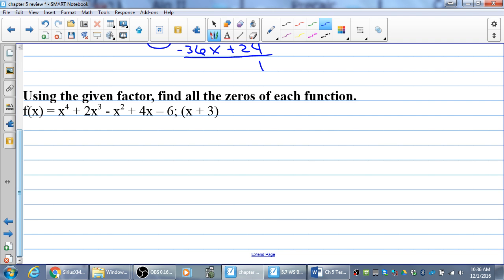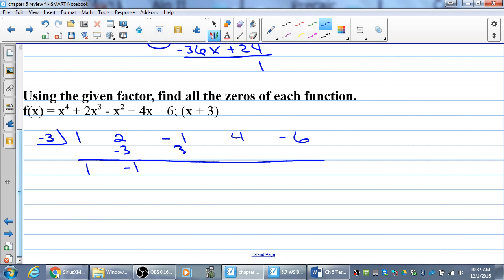Using the given factor, find all the zeros of each function. So the first 0 is negative 3. This is next to the 4. All right. 1, 2, negative 1, 4, negative 6. Now we're told this is a 0, so we better get 0 as a remainder. 1, negative 3, negative 1, 3, 2, negative 6, that's negative 2. That is, oh, look at that, 6, 0. Awesome.